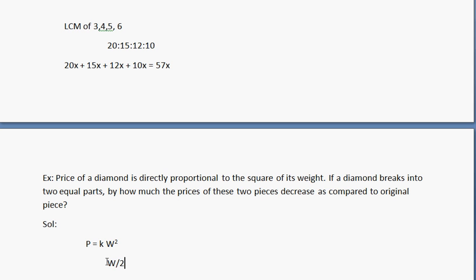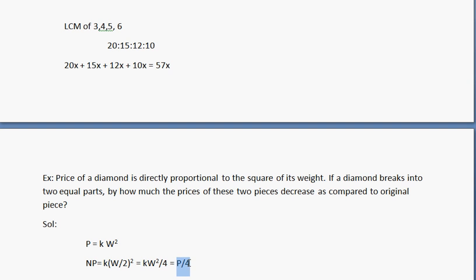Now the price of each new piece, let's say it would be NP, would be K times this whole square. Which means it is equal to K into W square by 4. So the price of the new piece is 1/4 of the W square, and K W square is equal to P. So the new price is P by 4.